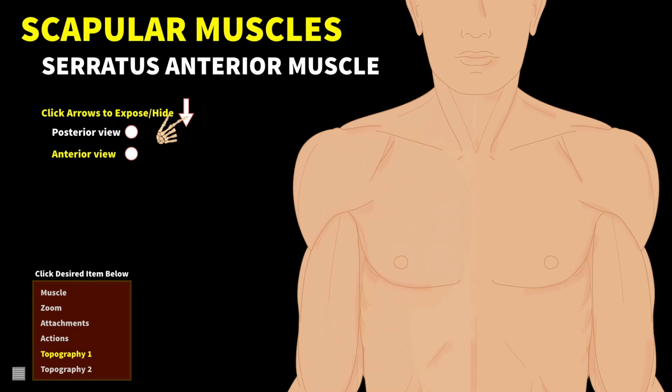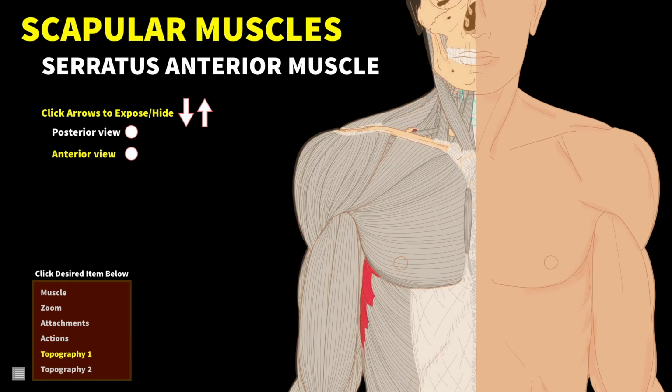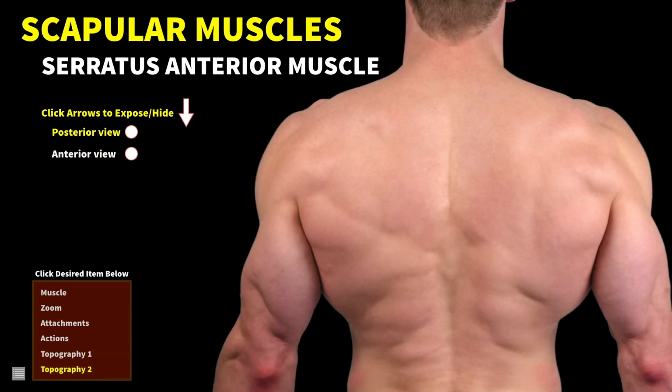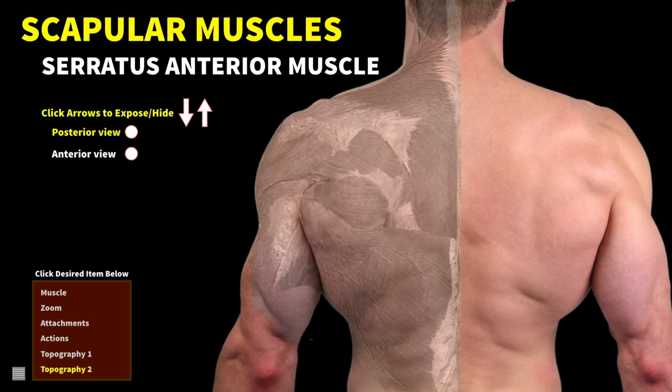But to see more of the muscle, especially at its superior part, I have to make the pectoral muscles of the chest transparent. Watch as I reveal the topography of the serratus anterior on the image of a real body.